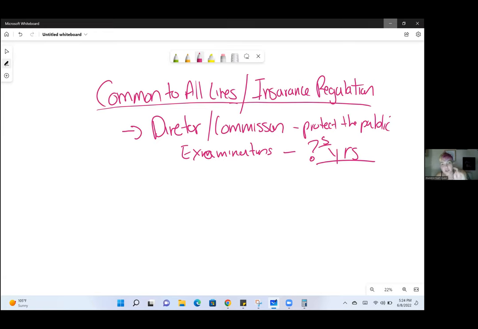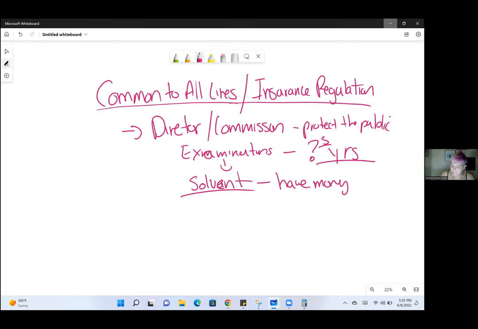You need to check what your state says. So know the job of the commissioner is to protect the public. Know how often he does examinations. And the reason that he does examinations is to make sure that companies are solvent. That might be an E, I don't spell very well. Solvent means that you have money.